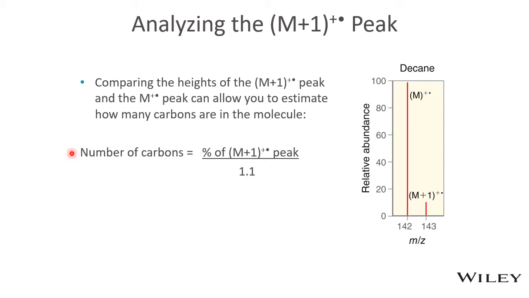and this simple formula. So the number of carbons can be estimated by taking the percent of the M+1 peak relative to the molecular ion peak and divide it by 1.1. This 1.1 comes from the fact that 1.1% of the carbon atoms are carbon-13. So let's go ahead and do this for decane.